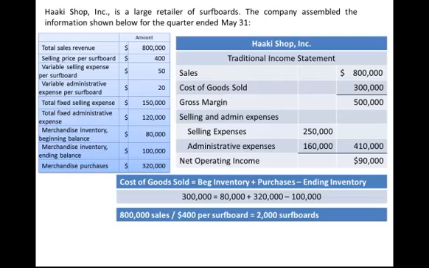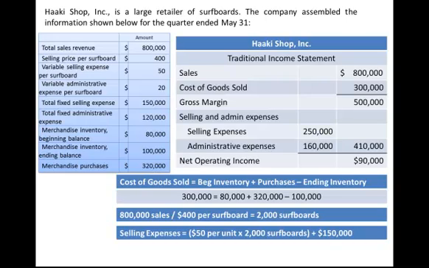Then we look at our selling and administrative expenses and our selling expenses. Before we can do that, we have to determine how many surfboards were actually sold. So we take the $800,000 that we had for sales divided by the $400 that we charged per surfboard, which was obtained from the chart on the left, and we sold 2,000 surfboards for the period.